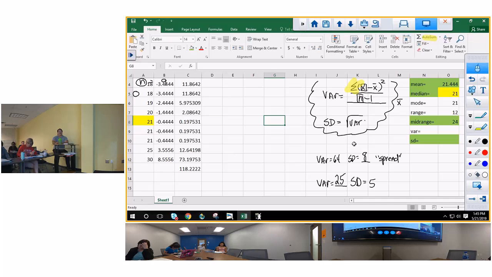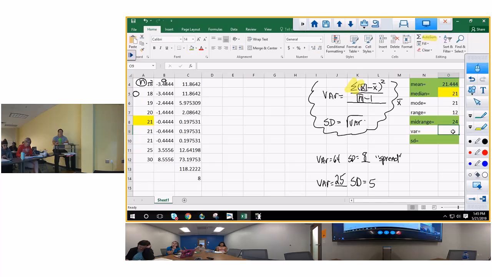Now I'll calculate this for y'all. N minus 1. That'd be 8. So you're going to divide that 118 by what? 8. I'm going to do that over here where it says variance. I'm going to do that, the calculation. You do it in your calculator. 118.222 divided by 8. See what you get.